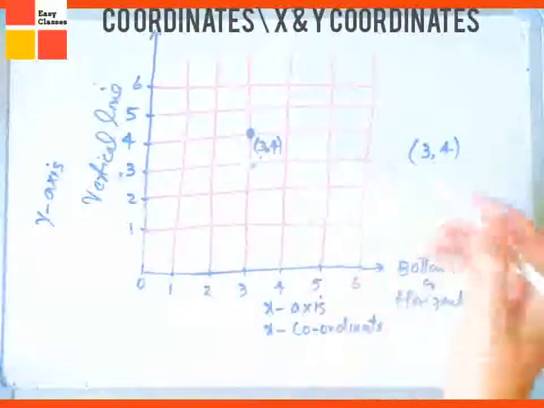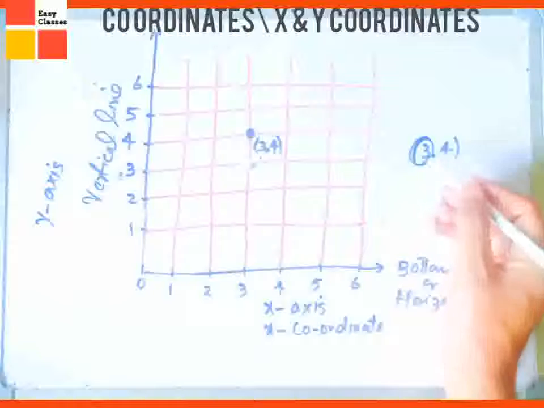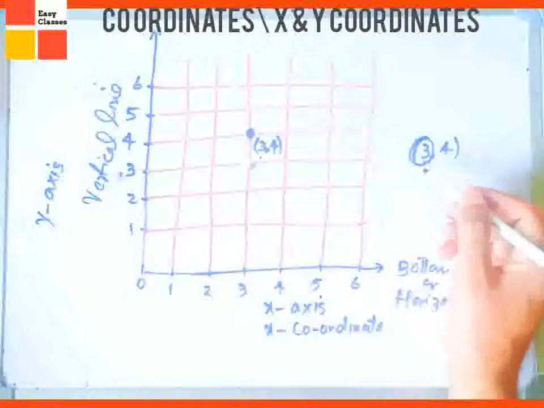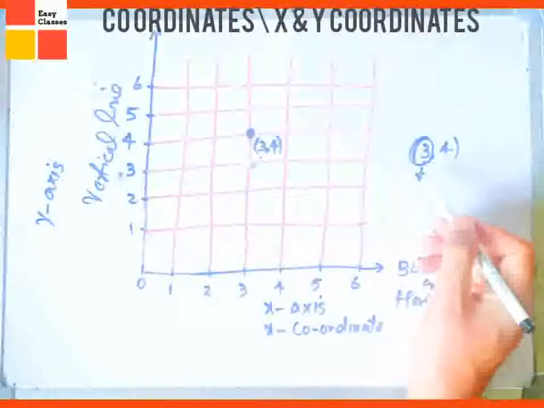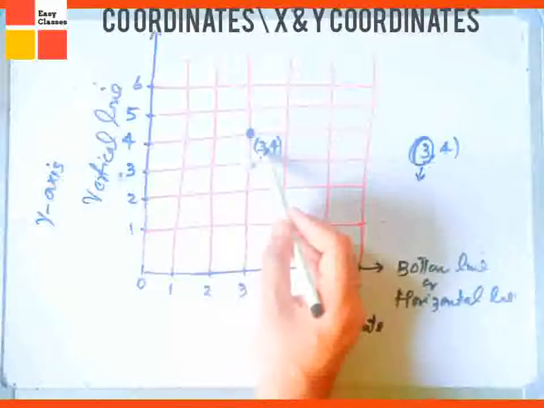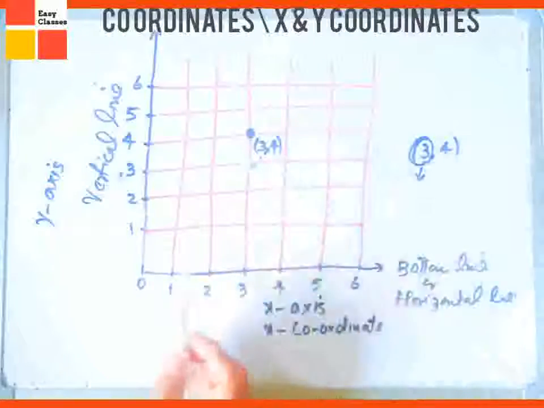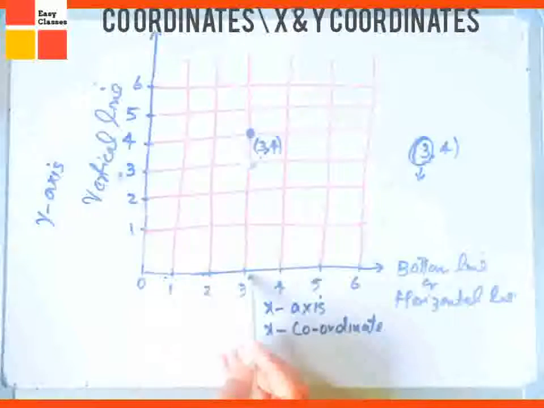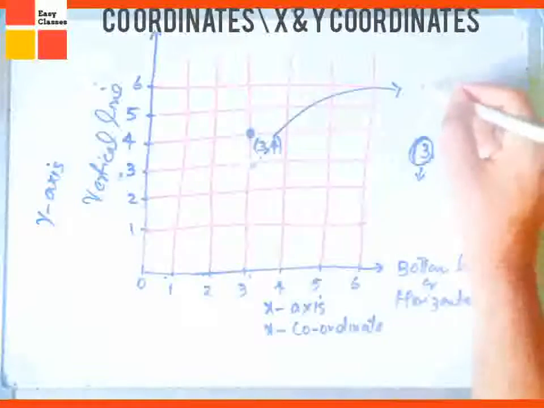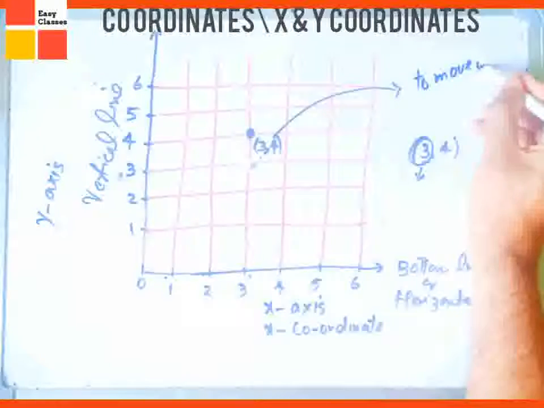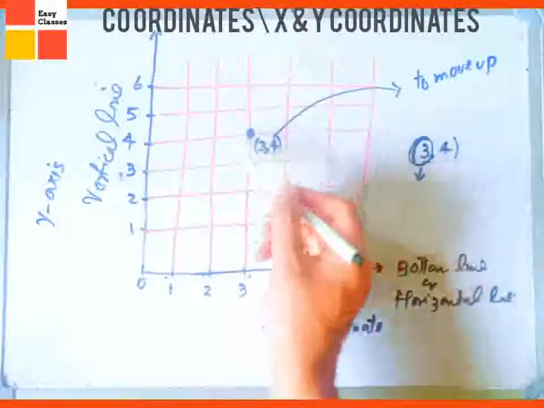See this point, it tells us how many units to move to the right. This tells us 3: 1, 2, and 3. And this one tells us how many units to move up, so that means 1, 2, 3, and 4. This is regarding the position of this point 3, 4.